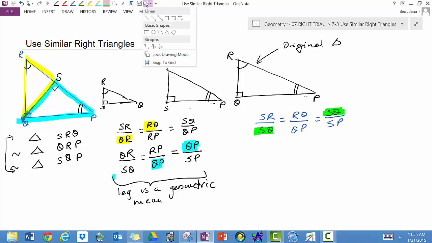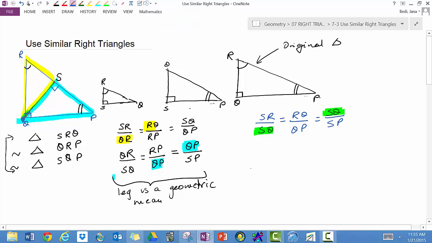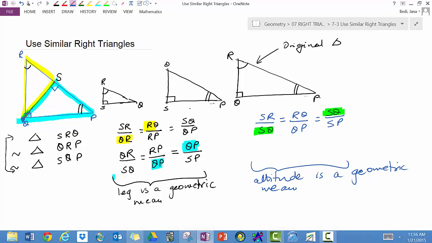So let's see. The altitude is a geometric mean between the two parts of the original hypotenuse, which is RS and SP. Okie doke. So with this information, let's see if we can solve a problem.